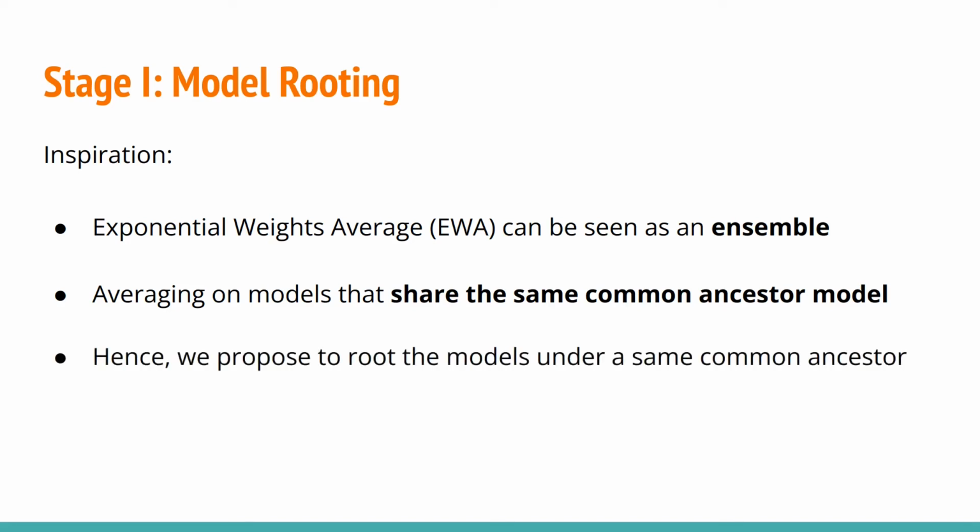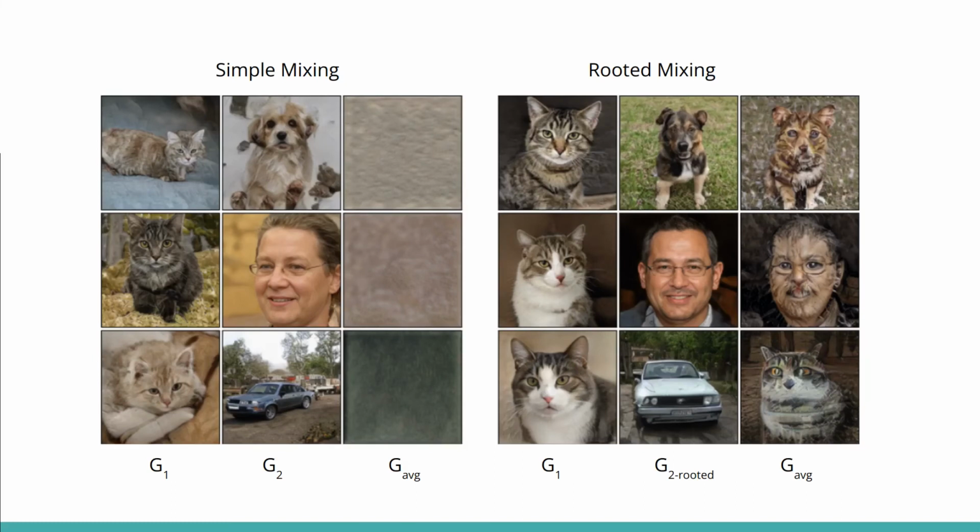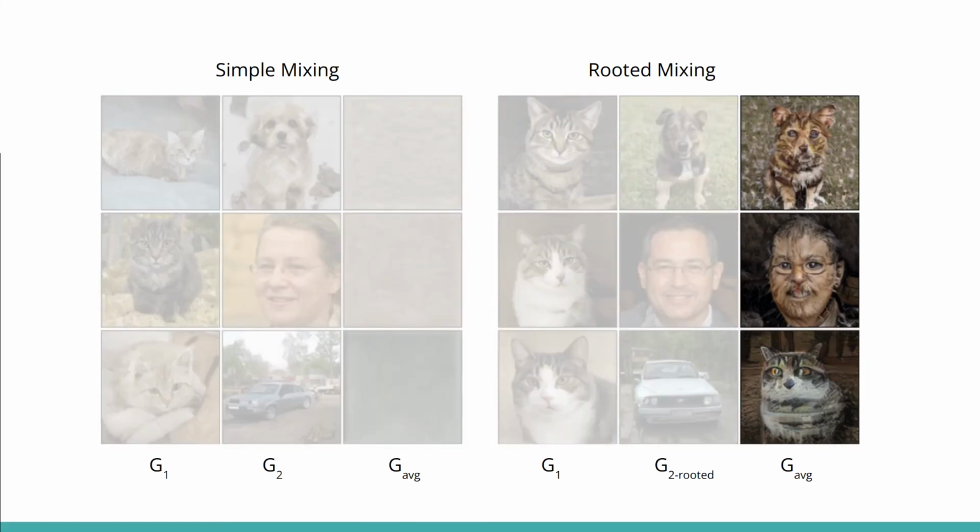Taking inspiration from exponential weights average, we choose one of our models to be the root model, and then fine-tune this model for each of the other datasets, yielding n rooted models. Importantly, these models now share a same common ancestor. As we can see on the right, mixing the rooted models produces results that are semantically more meaningful.